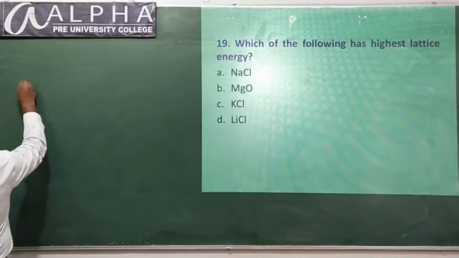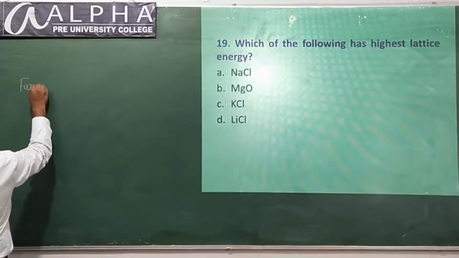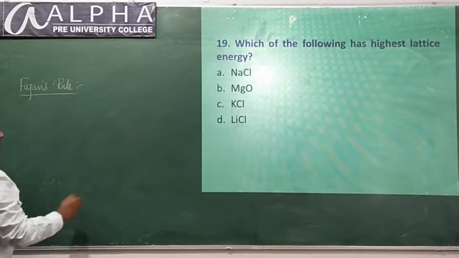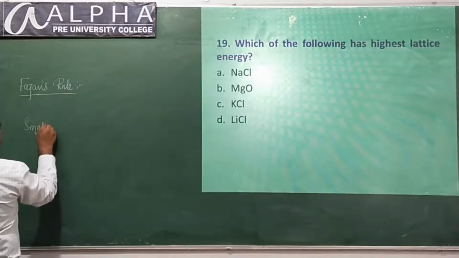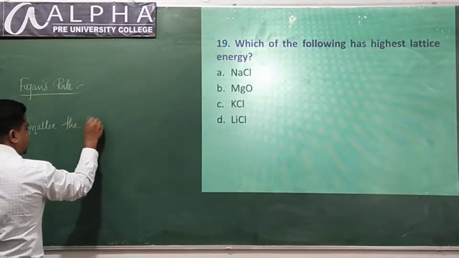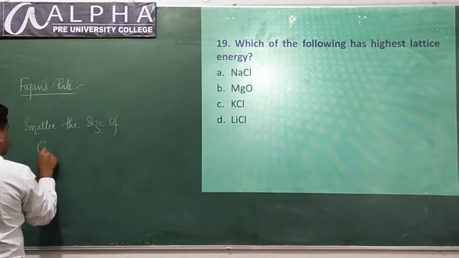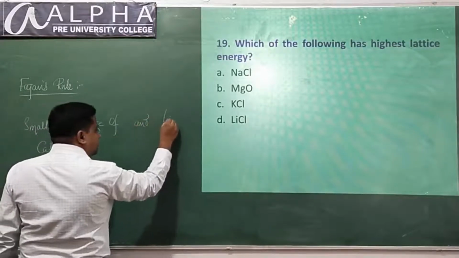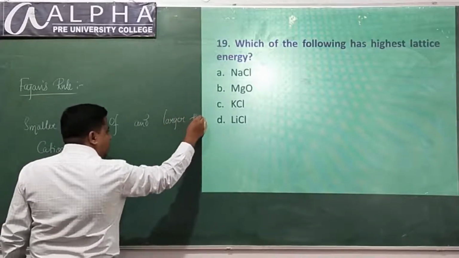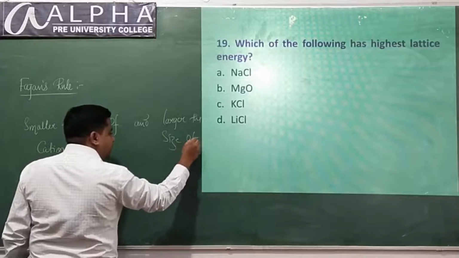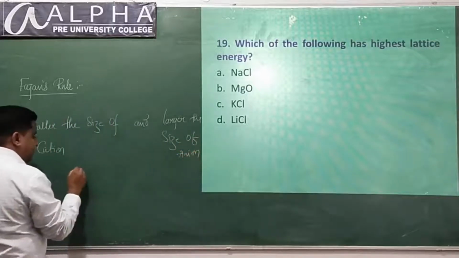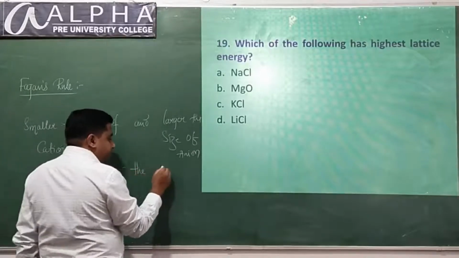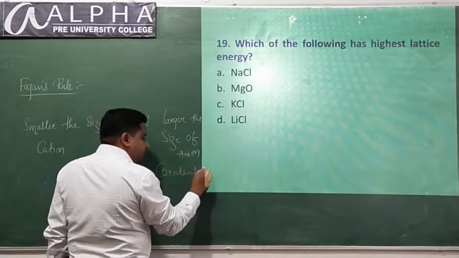for example, students, we know Fajan's rule, isn't it? According to Fajan's rule, smaller the size of cation and larger the size of anion, more will be the covalent character, isn't it? Yes, more is the covalent character.